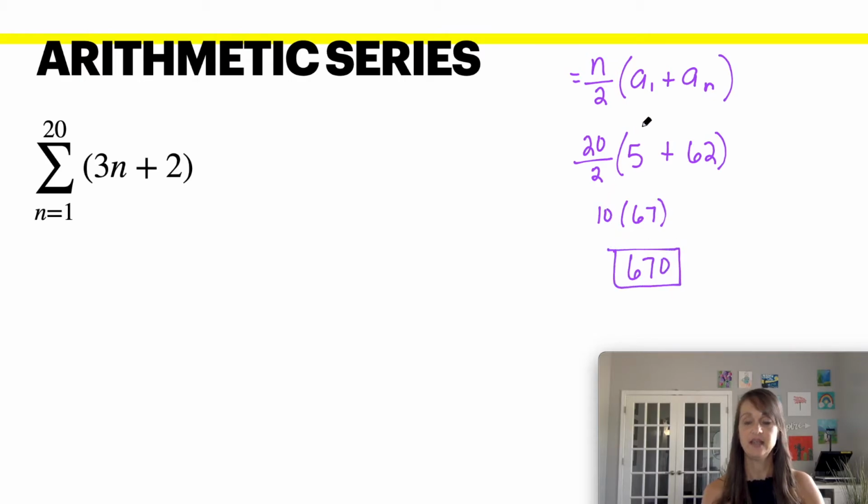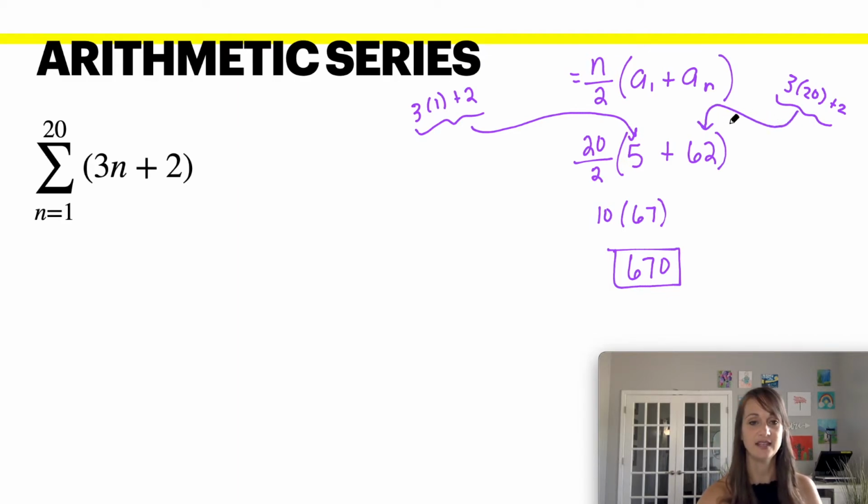Again, these terms are found by plugging in 1, so 3 times 1 plus 2 will get you that term. And then plugging in 20 will get you that term.